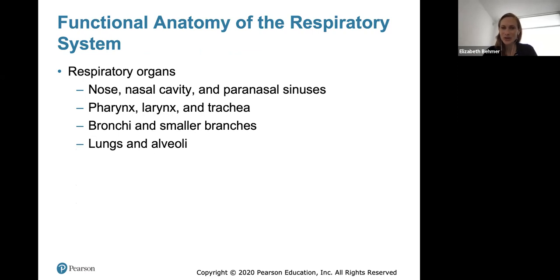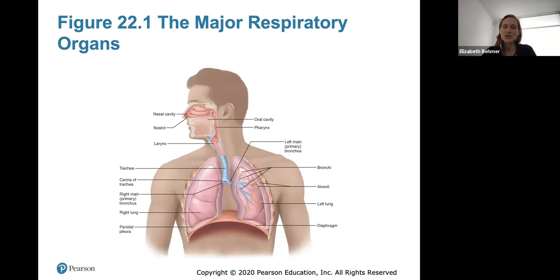So your respiratory organs are the nose, the nasal cavity, the paranasal sinuses, the spaces in the skull surrounding the nasal cavity, the pharynx, larynx, and trachea, bronchi, and smaller branches, and the lungs and alveoli. So you should understand well the major respiratory organs and how they are labeled here.